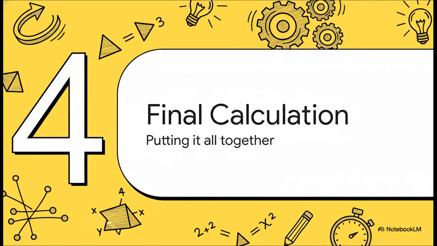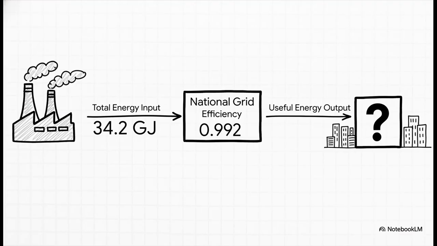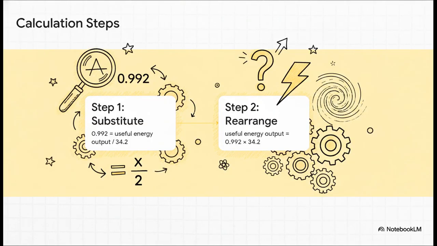We've got our efficiency equation, so what do you think is next? You guessed it, we're going to have to use it. Here's the setup for the last part of the question. We're told the total energy input is 34.2 gigajoules, and the efficiency is 0.992. Our mission is to figure out the useful energy output, basically how much energy actually makes it to our homes in the end. And we're going to use that exact same full mark method again.